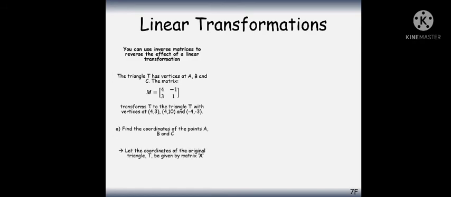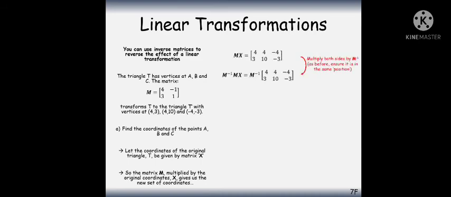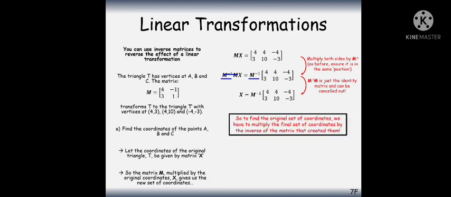So the coordinates of the original triangle T are given by the matrix X. The matrix M multiplied by the original coordinates X gives us the new set of coordinates. Multiply both sides by M minus 1. M minus 1 times M is just the identity and so can be cancelled out. So I get X is equal to M minus 1 times that. To find the original set of coordinates, we have to multiply the final set of coordinates by the inverse of the matrix that created them.